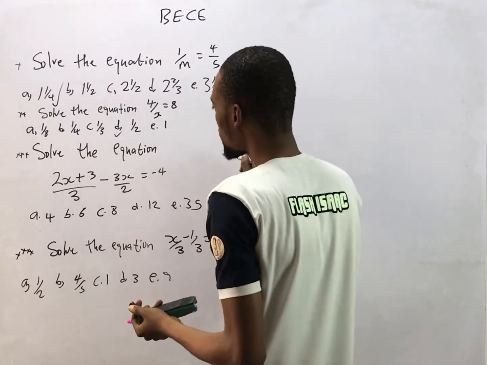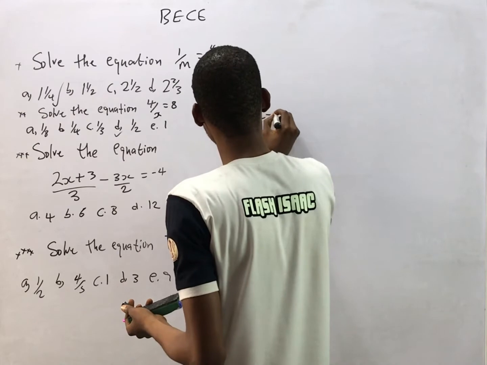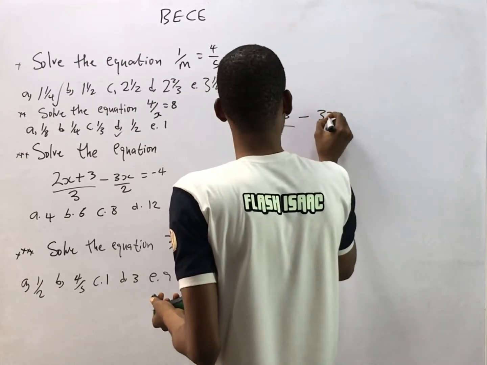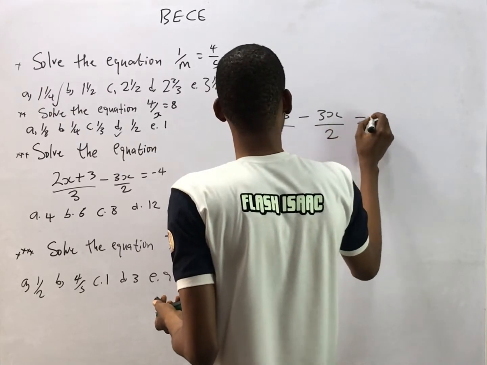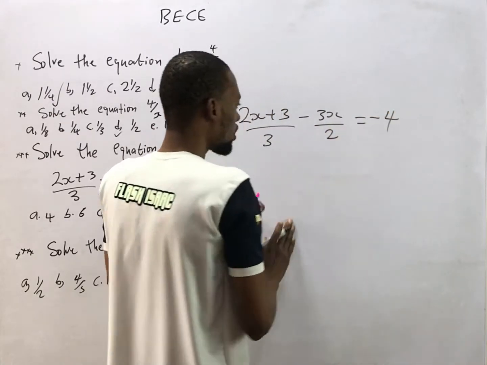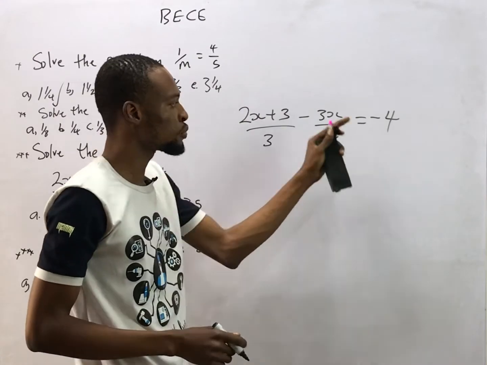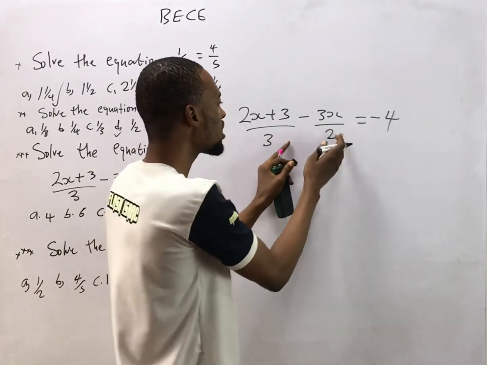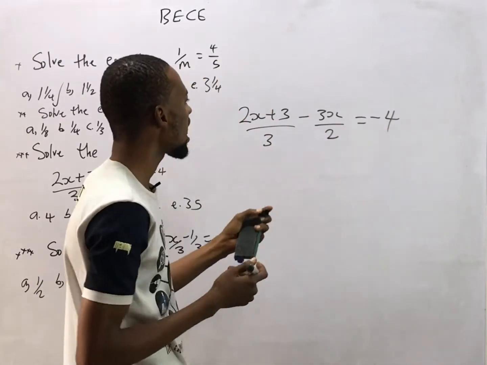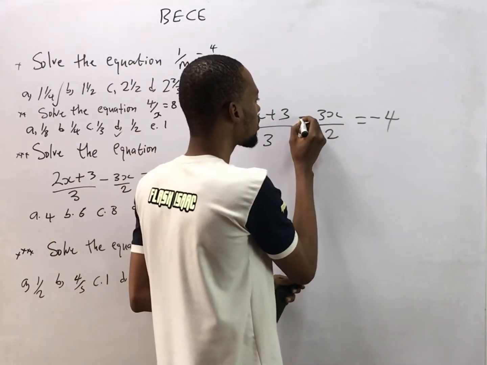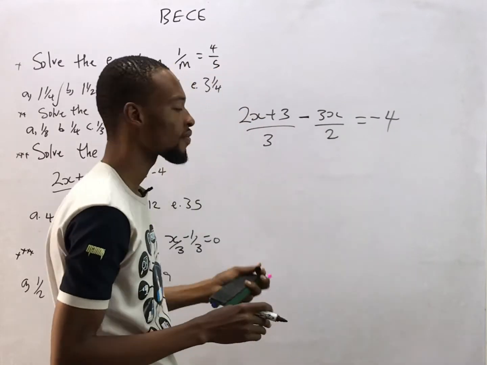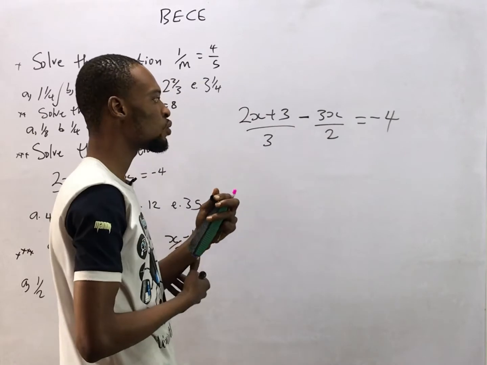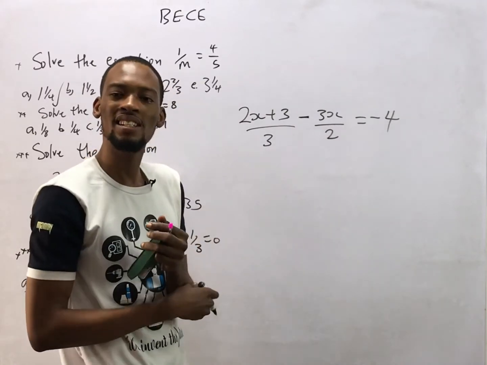This next equation says solve (2s plus 3) over 3 minus 3s over 2 is equal to minus 4. In this equation, you cannot cross multiply because you have 2 values here and 1 there. If it were a single value, you could cross multiply. And look at something else: this minus is holding them. So when minus is holding 2 values and you are solving them, there is a high chance that what you do is look for the LCM.